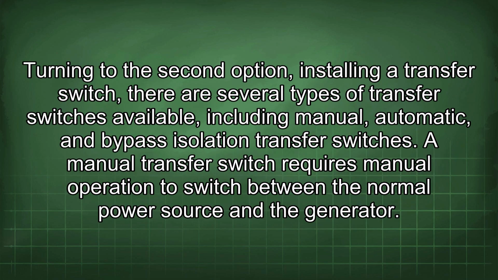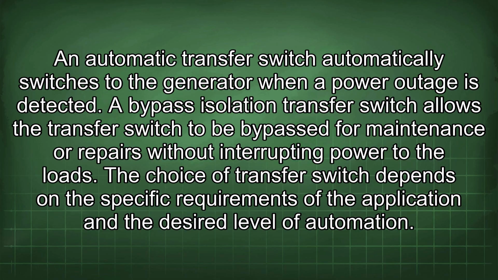Turning to the second option, installing a transfer switch. There are several types of transfer switches available, including manual, automatic, and bypass isolation transfer switches. A manual transfer switch requires manual operation to switch between the normal power source and the generator. An automatic transfer switch automatically switches to the generator when a power outage is detected. A bypass isolation transfer switch allows the transfer switch to be bypassed for maintenance or repairs without interrupting power to the loads. The choice of transfer switch depends on the specific requirements of the application and the desired level of automation.